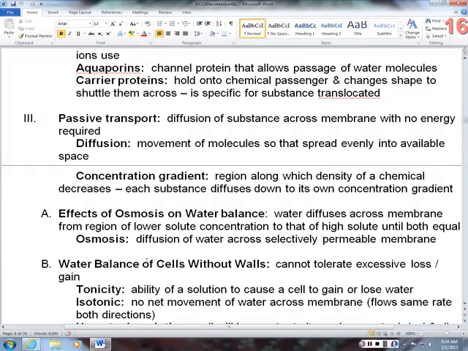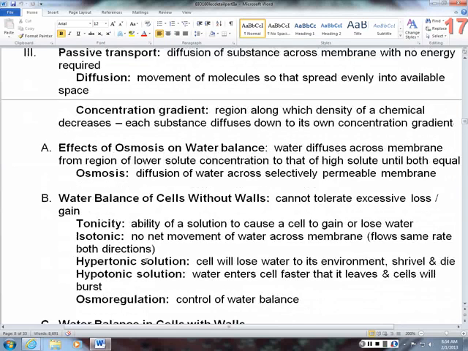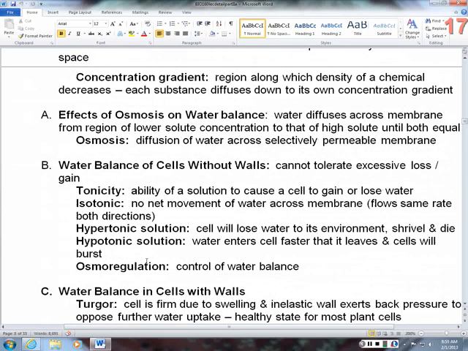That's going to have a lot to do with your water balance in there. So osmosis is going to be the diffusion of water selectively across the membrane. The water wants to have things be in equal concentration on both sides as well. So wherever, say this is sodium, water is going to follow sodium.